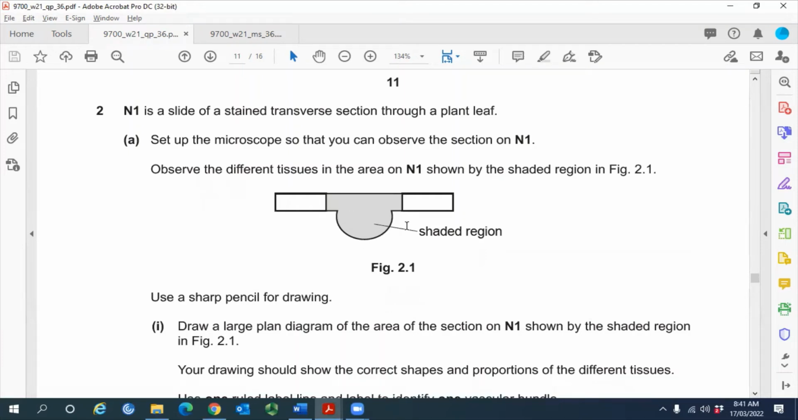So you need to draw plan drawing of this part. Okay.